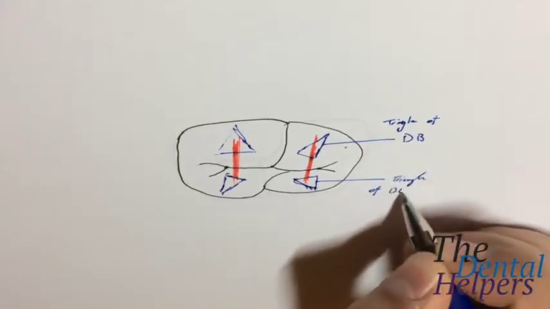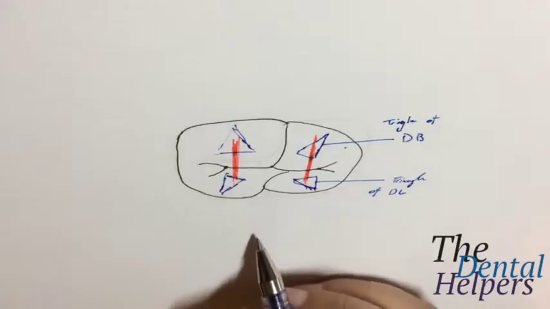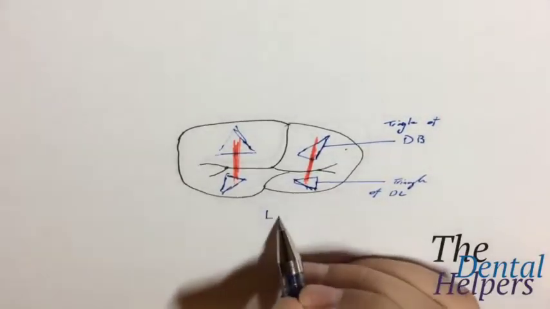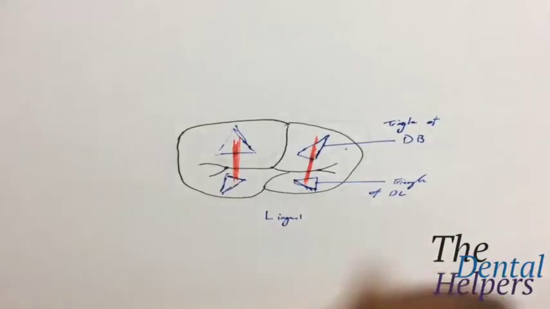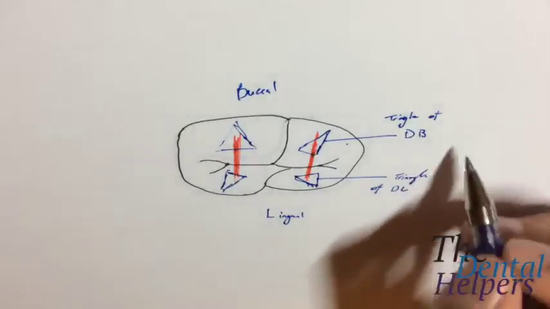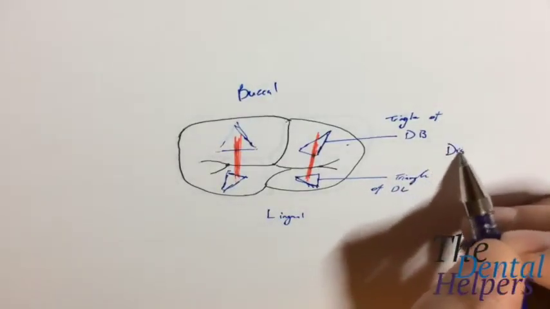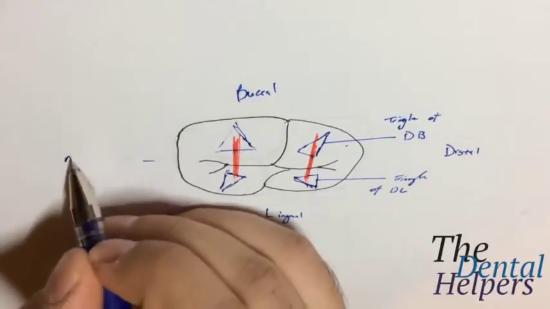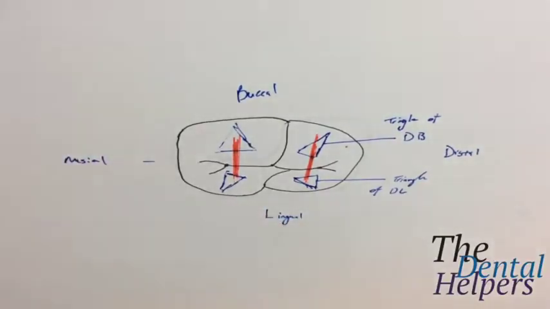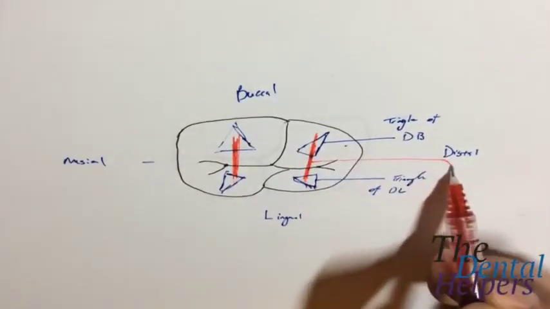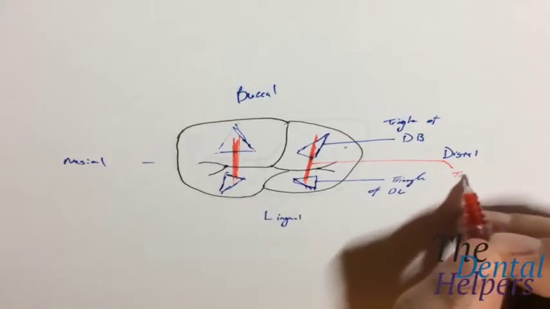Now it's the triangle of the distal lingual. Now if you remember from the lecture before, this is the lingual surface, and this is the buccal surface right here. On this side, we're going to have the distal, and this side is going to be the mesial. This area in red that I said is actually going to be called the transverse ridge.